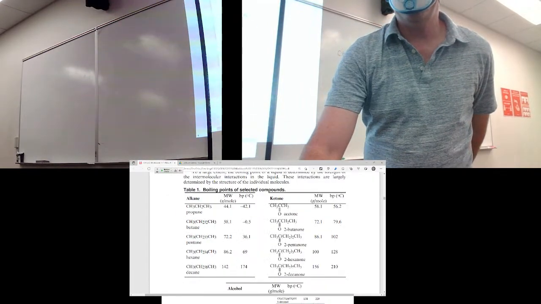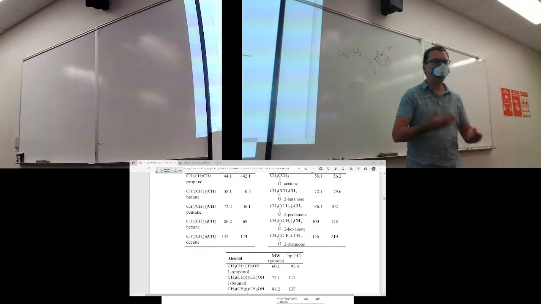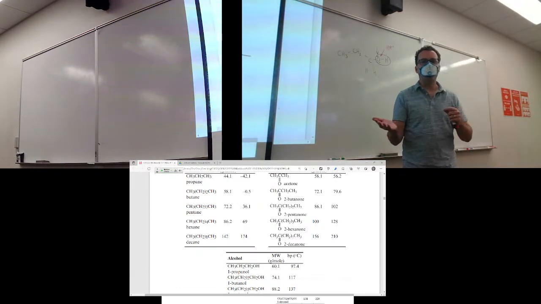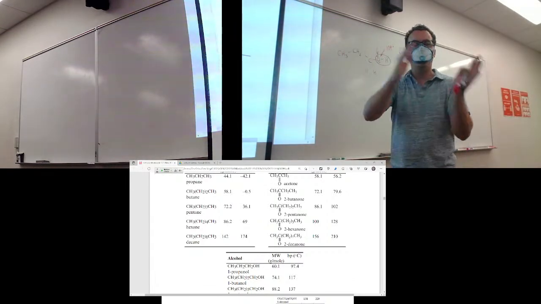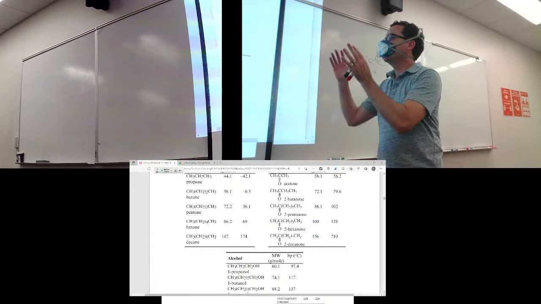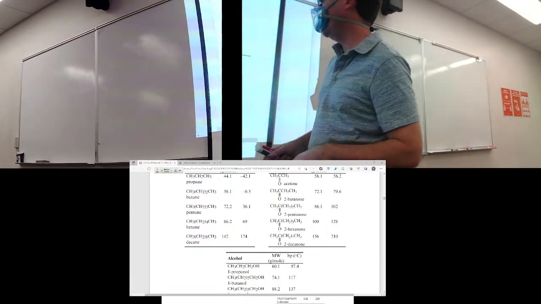So to compare these three, we should compare similar molecular weights, just so that we can rule out any other factors. We want to keep everything the same. We just want to look at, well, what's the difference between an alkane, a ketone, and an alcohol?